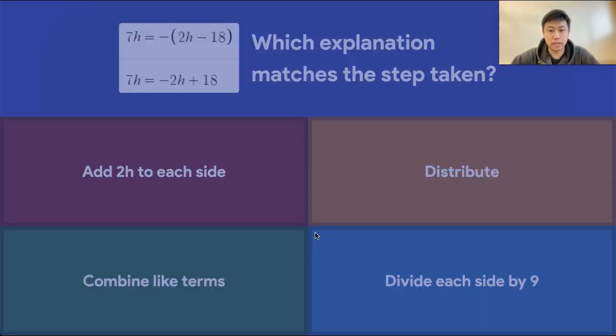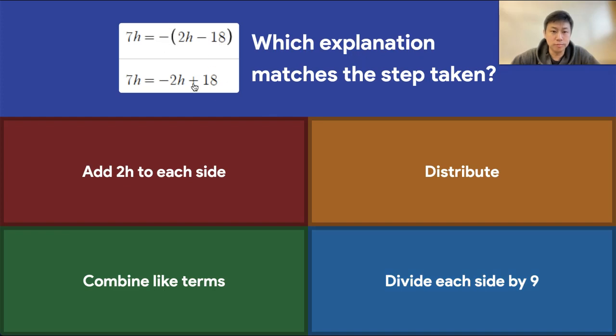Okay, so this given kit has a collection of questions like so. There's just 2 lines, so we have to figure out what's going on between each step. Okay, so which explanation matches the step taken? This first one, your parentheses should be the key, right? I'm going to have a negative of the 2h, or a negative 1 times 2h, negative 1 times the negative 18. That's our distribution process, right?